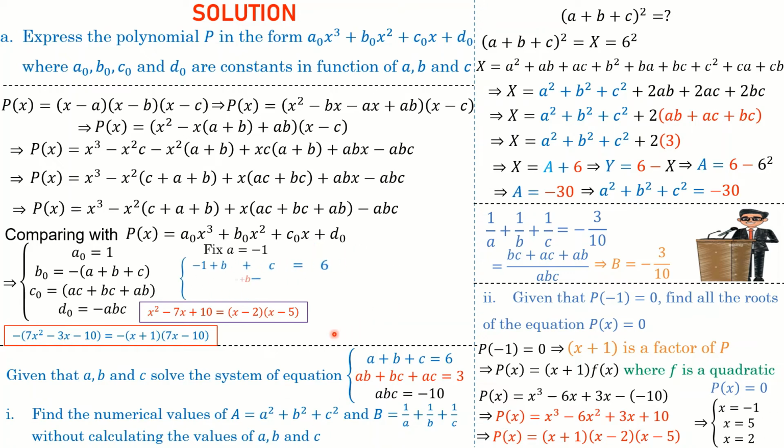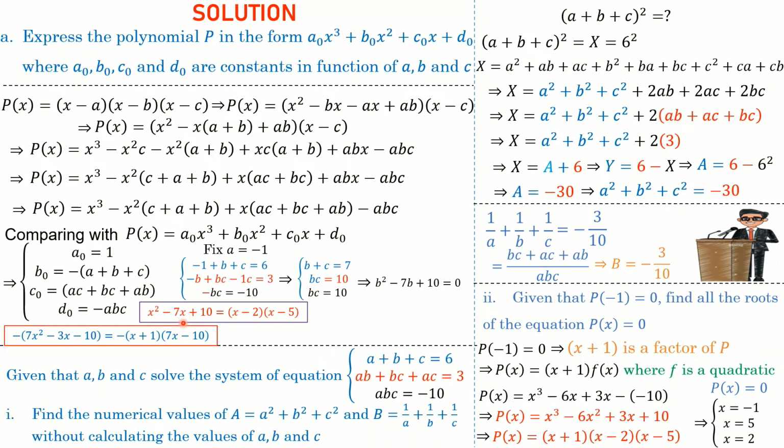Now we subtract and we get this quantity minus this quantity. This minus this is 0, this minus this is 0, and 10 minus 10 is 0. It means that my p of x is equal to x plus 1 times this. Now this is my f of x, because it is the quotient when p of x is divided by x plus 1, since the remainder is 0. Now let's try to factor out x squared minus 7x plus 10.